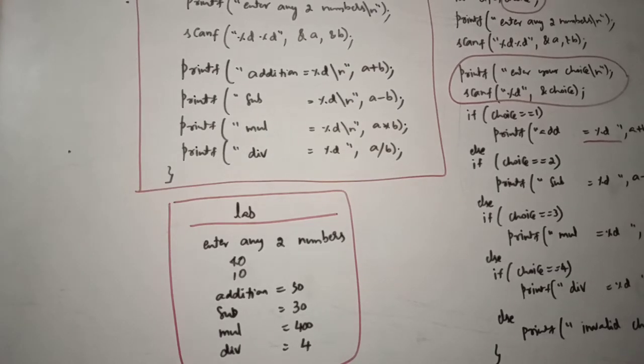Look at the lab part. Enter any two numbers, you give any two numbers like 40 and 10. So 40 plus 10, 40 minus 10, 40 multiplied by 10 and 40 by 10. Isn't it? That's a program actually. So you have two numbers, 40 and 10. 40 is your A and 10 is your B. A plus B, A minus B, A multiplied by B and A by B.